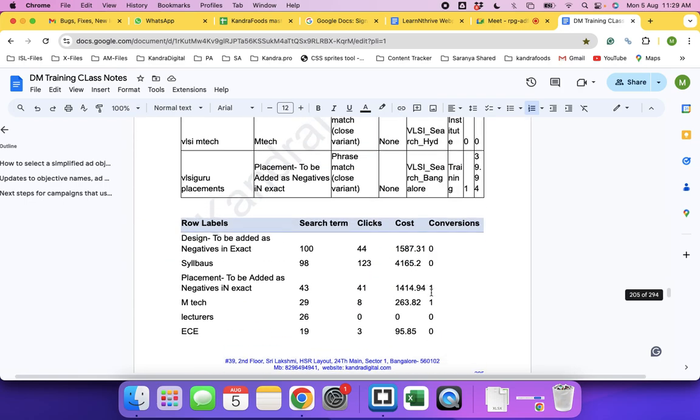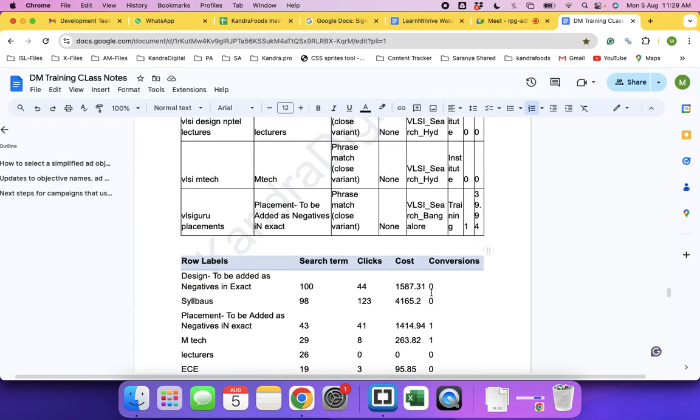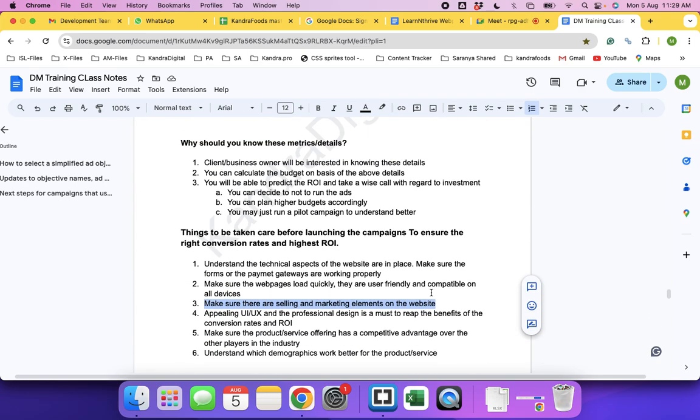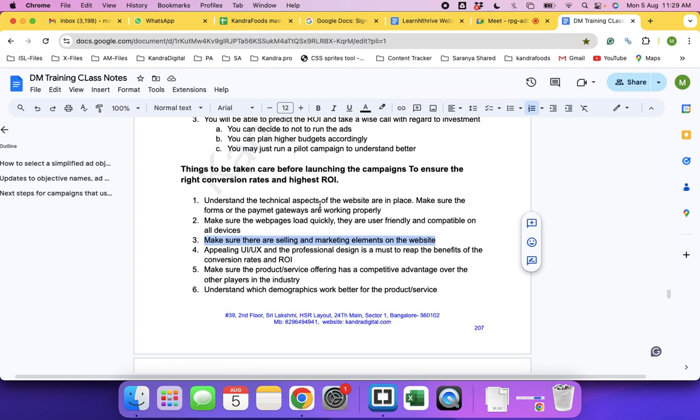See now, just launching a campaign does not assure you the business unless you also work on certain things. For example, look at this. What have you written? Understand the technical aspects of your website are in place. Make sure that the forms or the payment gateways are working properly. If the website is not loading properly and you're doing ads, how will you get the outcome? Correct. Make sure the web pages load quickly, they are user friendly and compatible on all devices.